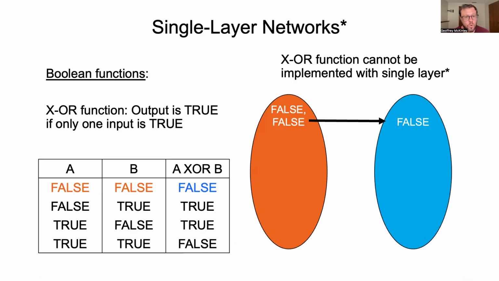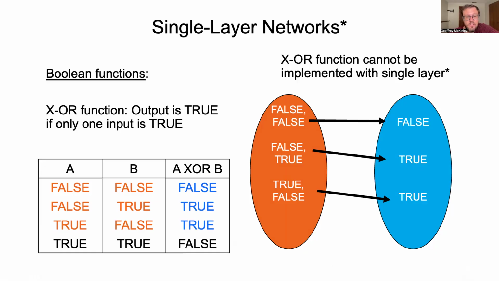And then we can talk about an XOR function, which is only true if only one of the inputs is true. So here, if A and B are both false, of course the output is false. If B is true, but A is false, that's good. That means A or B exclusively, so the function would be true. If event A is true and event B is false, then the output is true. But if both A and B are true, then the output is false.